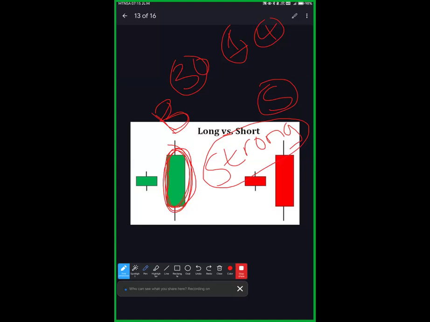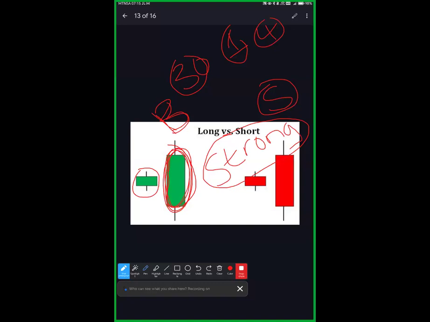Short-bodied candlesticks tell you less pressure. There was less pressure in that particular trade session. Okay? Are we together there? When it comes to candlesticks, selling pressure and buying pressure, are you grasping it?